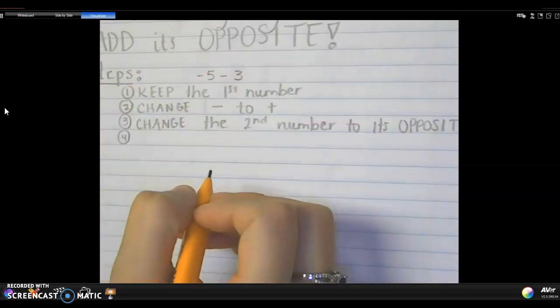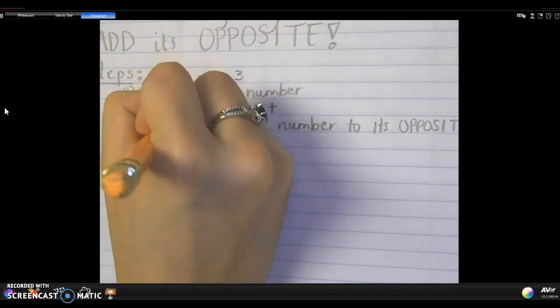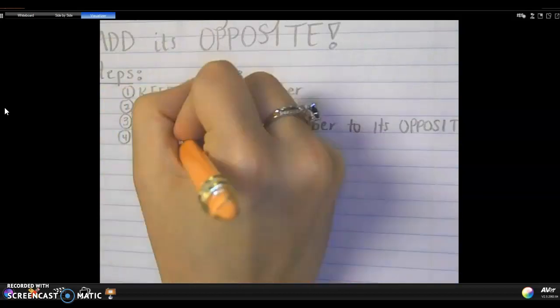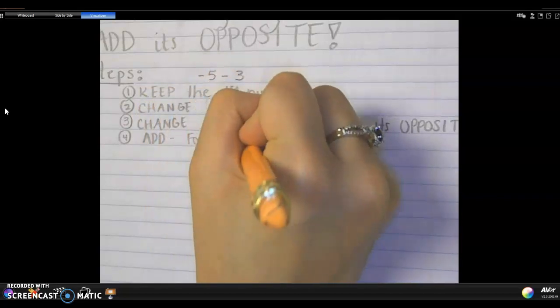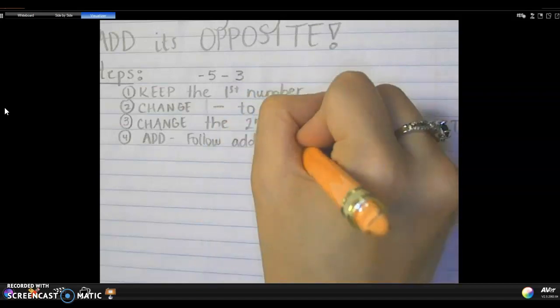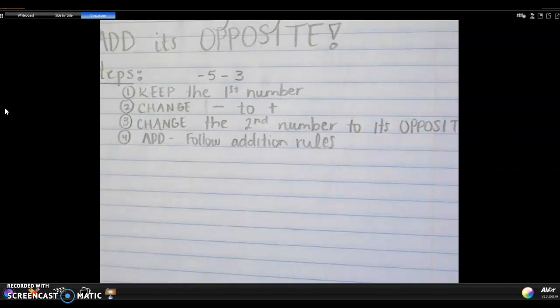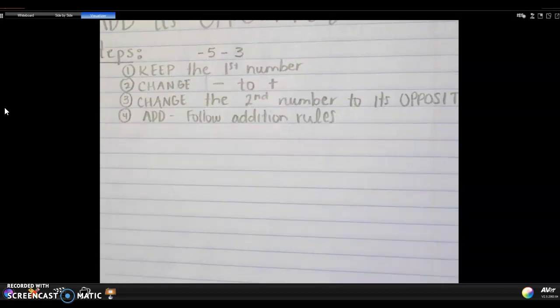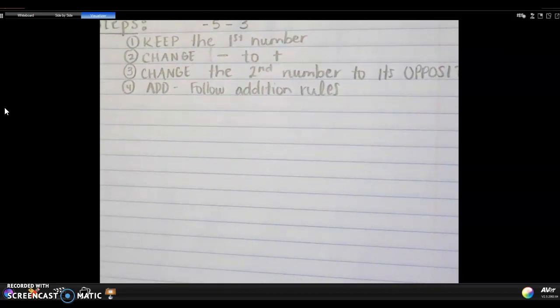So then step 4 is going to be to add. And you need to follow the addition rules. So remember, this is where you will use the scoreboard method or using counters, number line, depending on what type of numbers you have. Remember, we don't want to be drawing a lot of circles or a long number line.